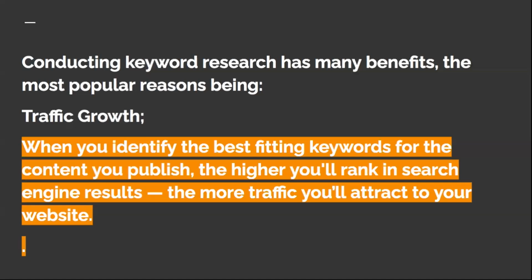So it's better to identify the befitting keywords for the content you'll be writing, to actually give you traffic growth. And what we're actually looking for is traffic growth. We want growth on our website. We want to have AdSense. We want to have a wider reach for our website, and that is why we need keyword research for traffic growth as well.